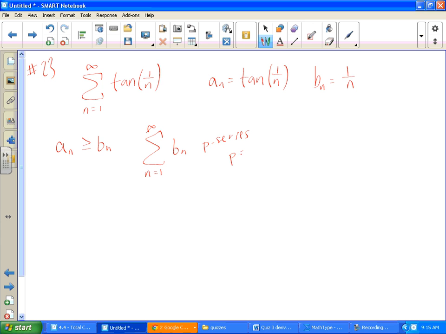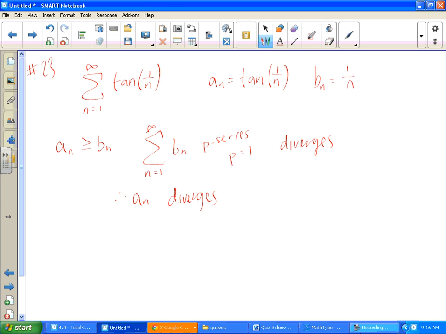P equals 1, right? If p equals 1, p-series does what? Diverges. If this diverges and it's smaller, does this one diverge? If the smaller one diverges, would the larger one diverge? Yes. So then we could say, therefore, a sub n diverges. Does that make sense?